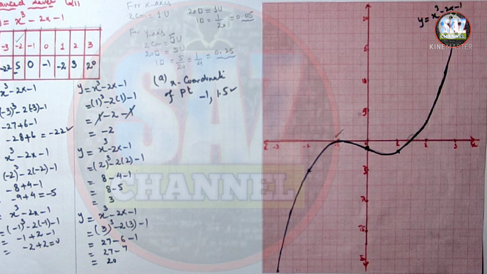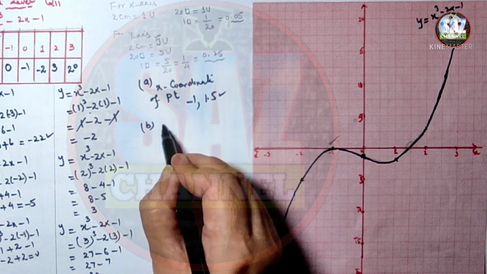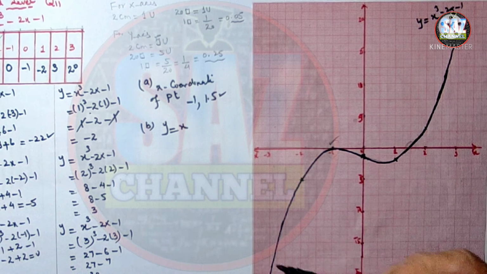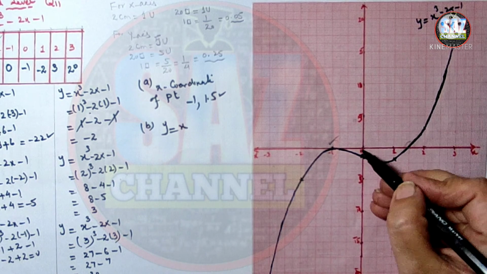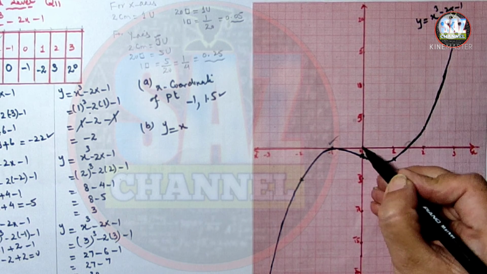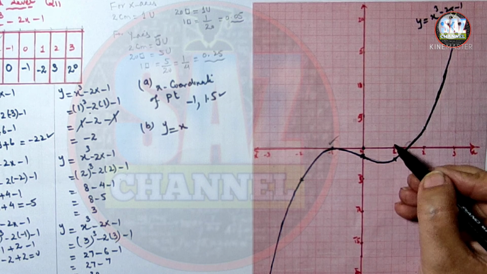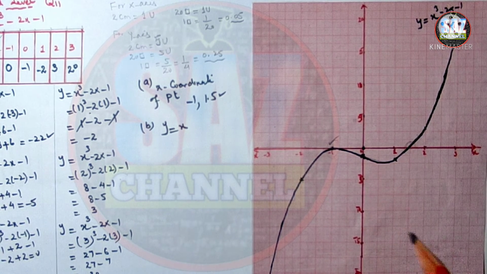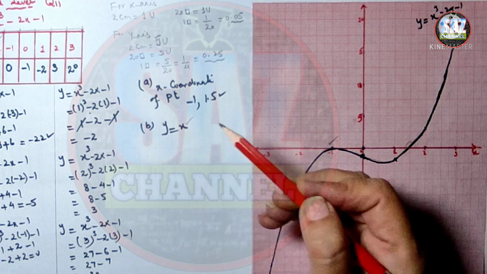And the next part says that on the same axis we have to draw the graph of y equals x. Now recall how to draw y equals x and what type of graph it is. y equals x is a straight line that passes through the origin. It doesn't have an x intercept, and it doesn't have a y intercept. And now we have to plot the points carefully.